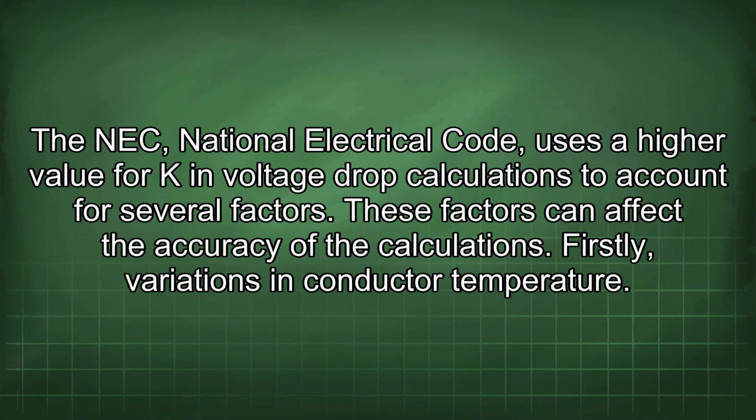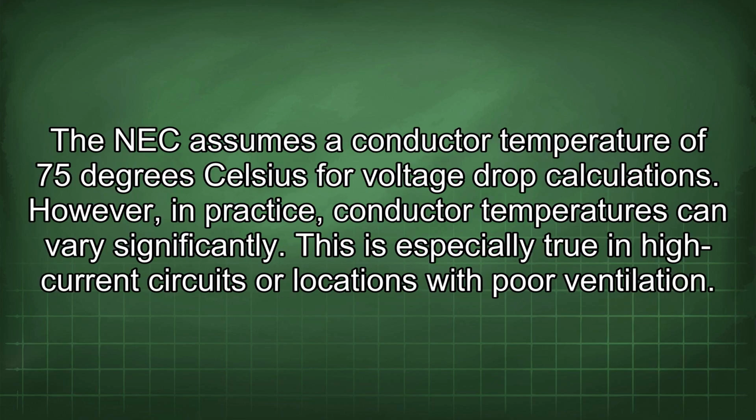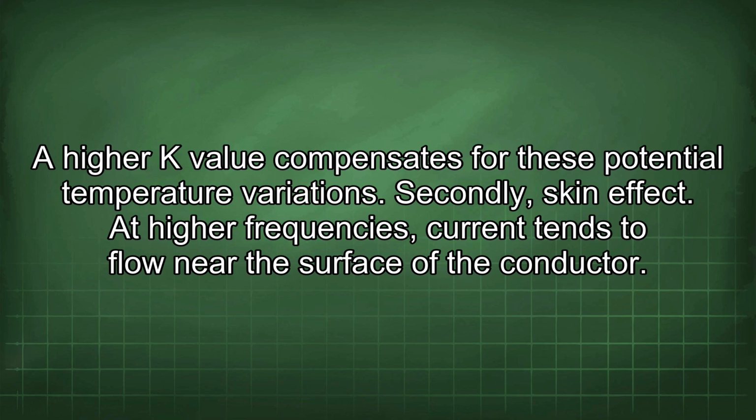The NEC, National Electrical Code, uses a higher value for K in voltage drop calculations to account for several factors. These factors can affect the accuracy of the calculations. Firstly, variations in conductor temperature. The NEC assumes a conductor temperature of 75 degrees Celsius for voltage drop calculations. However, in practice, conductor temperatures can vary significantly. This is especially true in high current circuits or locations with poor ventilation. A higher K value compensates for these potential temperature variations.